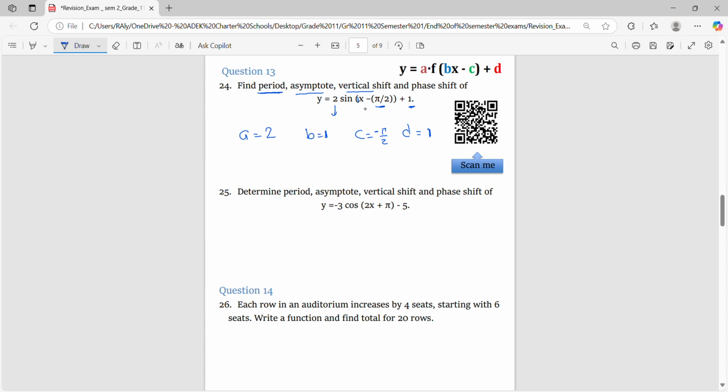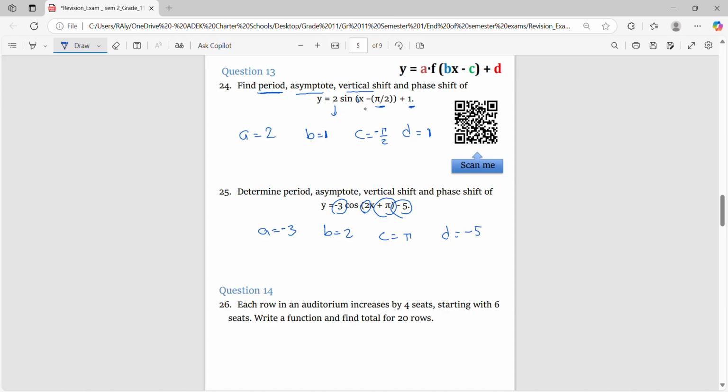I want you to revisit the table again and try to do it and write all the required characteristics. And cosine is similar to sine, no change, just write A, B, C, and D. A is minus 3. B is the coefficient of x, which is 2. C is positive pi. And D is minus 5.